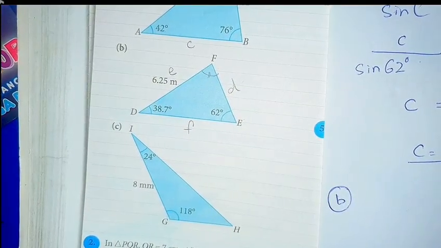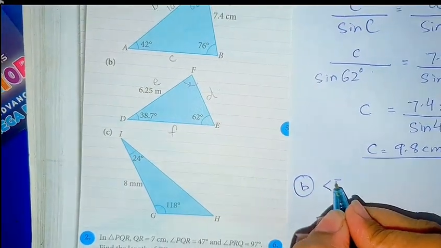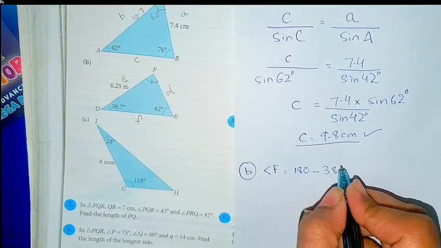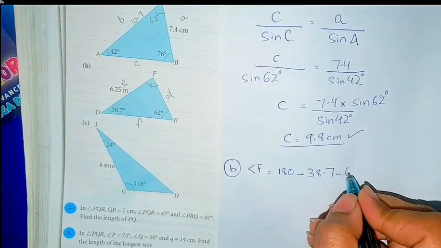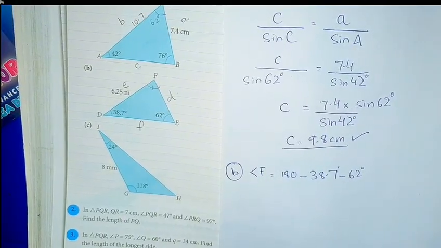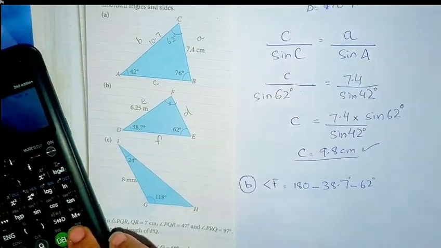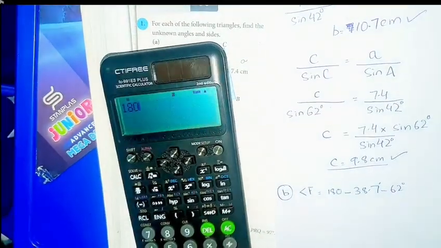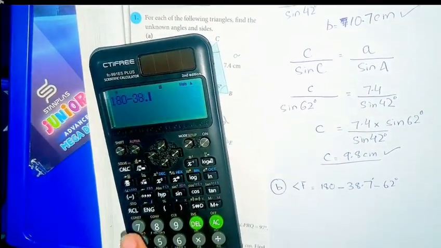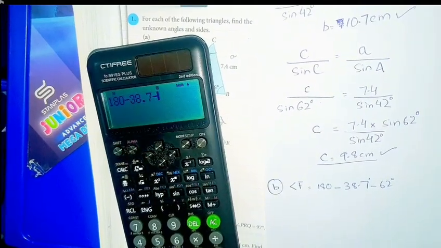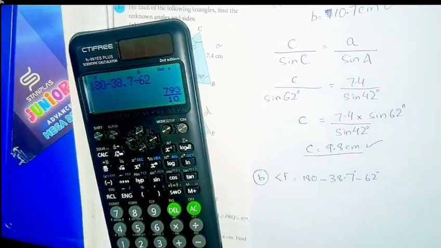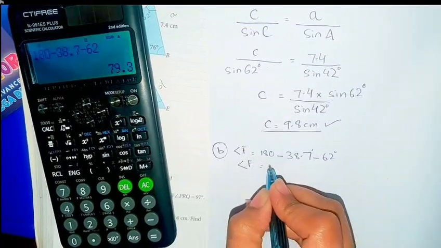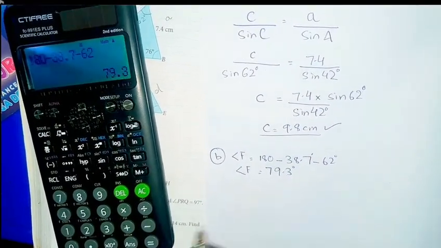Now find the value of angle F first of all. It's very simple. In order to find angle F, we will do 180 minus 38.7 minus 62 degrees. If we subtract both of them, we will get the value of angle F. 180 minus 38.7 minus 62 degrees. So angle F is equal to 79.3 degrees.